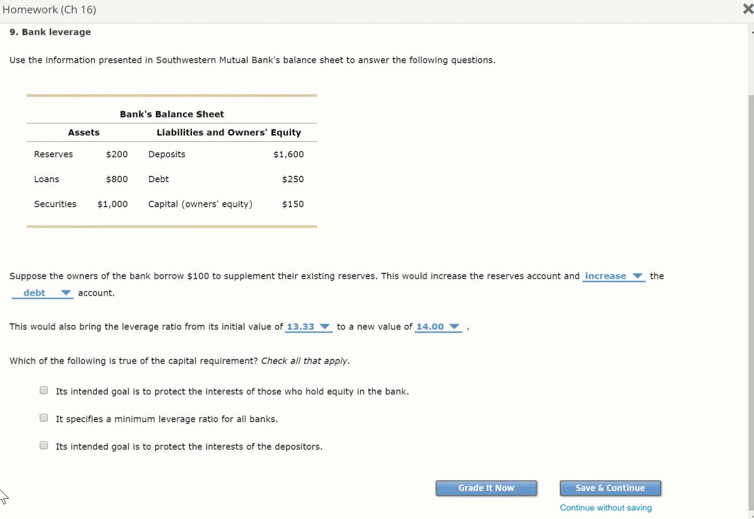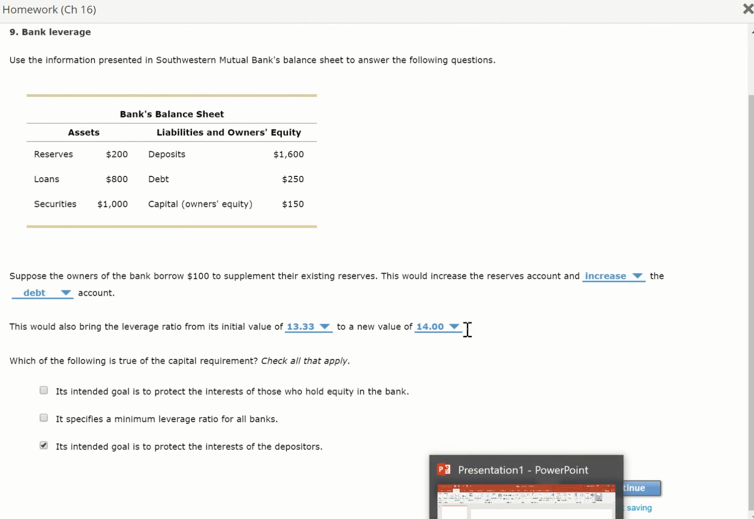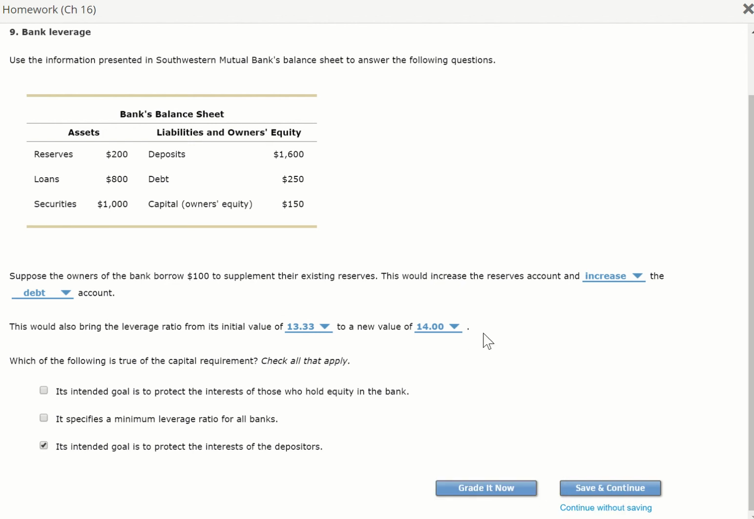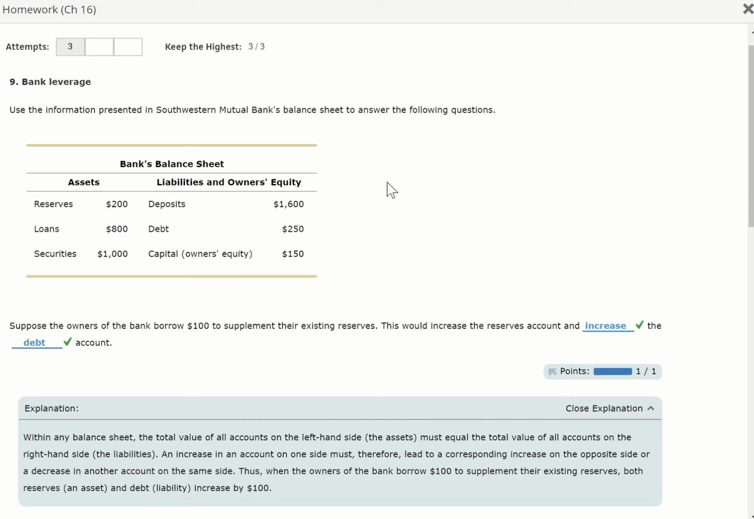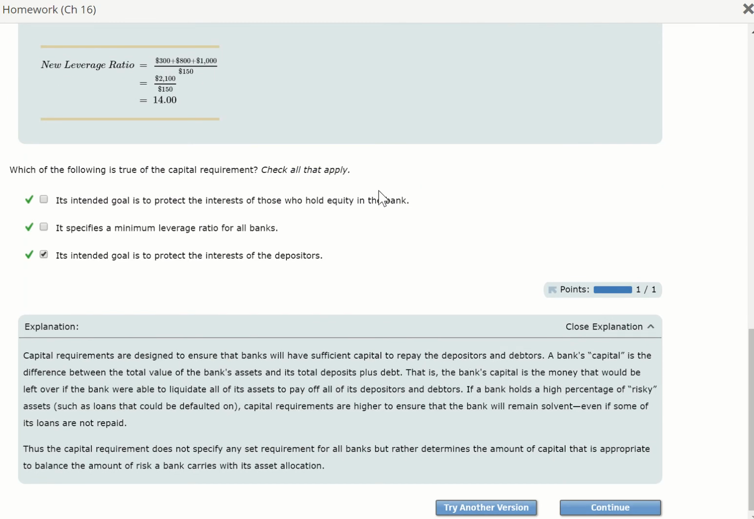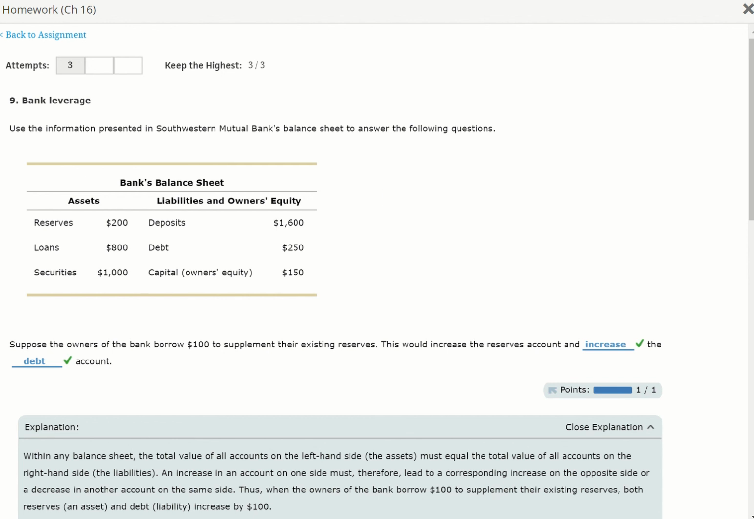And the last one is the intended goal is to protect the interest of depositors. This is true, because depositors want to make sure there is enough capital to absorb any losses, so depositors won't lose money. All right, let's submit. I got all three right. So guys, that's how to do number 9 in your chapter 16 homework. Good luck. Bye-bye.